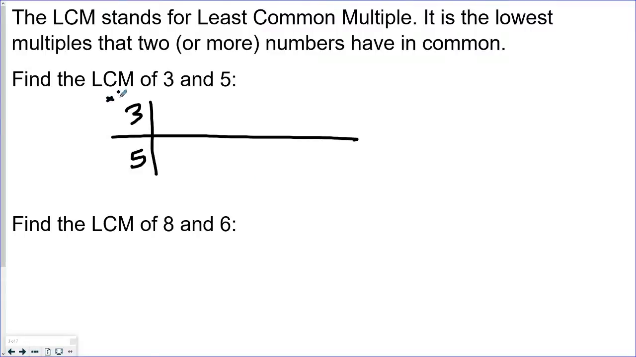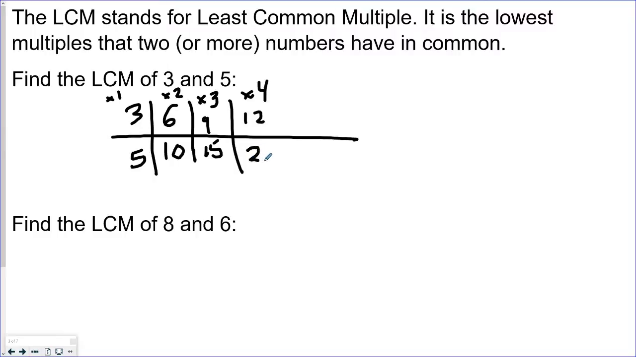So this is times 1. Obviously, they're not common yet. Let's do times 2. Well, 3 times 2 is 6. 5 times 2 is 10. No common number yet, so we'll do times 3. 3 times 3 is 9. 5 times 3 is 15. No common number yet, so we'll do times 4. 3 times 4 is 12. 5 times 4 is 20.